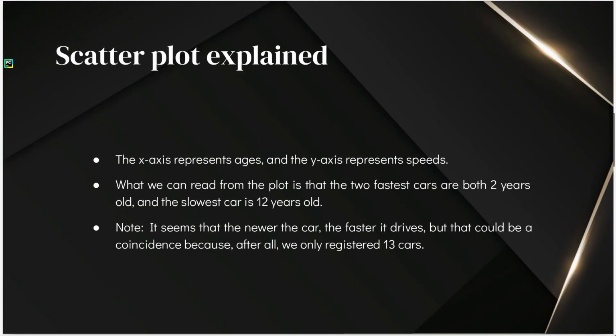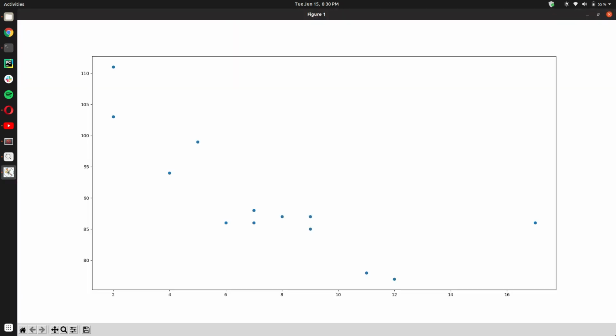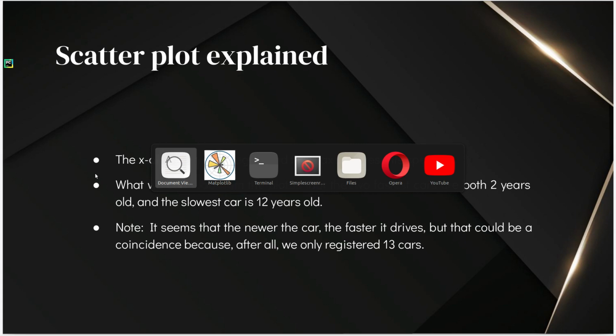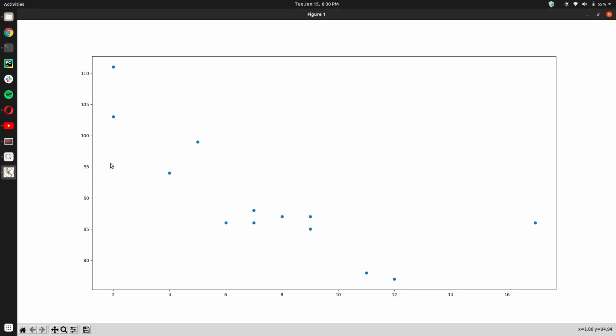So the x-axis represents the age of the car and the y-axis represents speed. So if we draw the plot again, you'll see that the two fastest cars are both 2 years old and the slowest car is 12 years old. As you can see, the speed on the y-axis is the highest for the x-axis value 2, which means the age of the car, and as you go to the right, the age of the car increases, and this car with age greater than 16 years has a top speed of less than 90 kilometers per hour, which is not a lot.